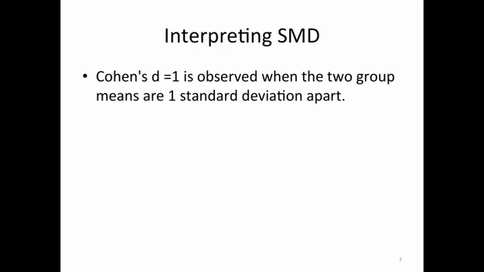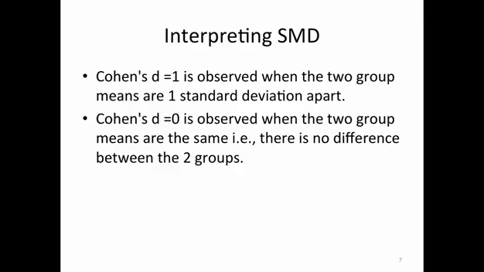What does it mean to have a Cohen's d value of 1? Cohen's d equal to 1 is observed when the two group means are one standard deviation apart. This is an impressive and sizable difference. Cohen's d of 0 is observed when the two group means are the same. That is, there is no difference between the two groups.